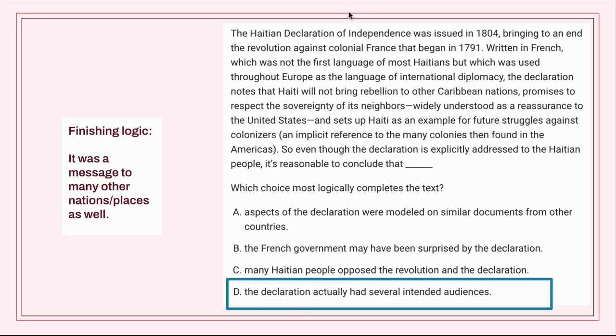D is the only one that actually matches up the logic. Again, think of that. It was almost like we found out the main idea, and now we're just stating it in that last sentence. So you can kind of see that we're using similar strategies as main idea questions.